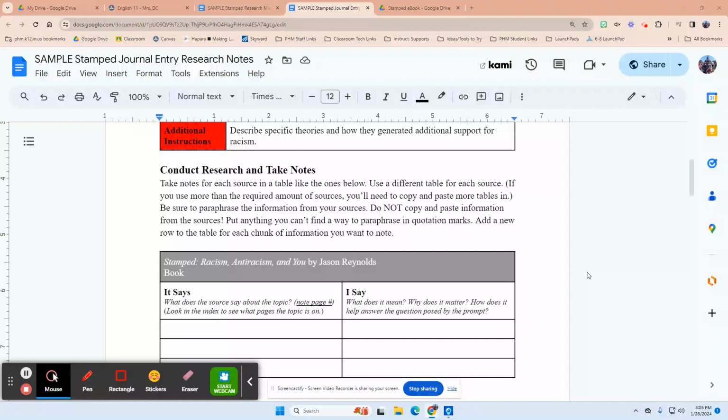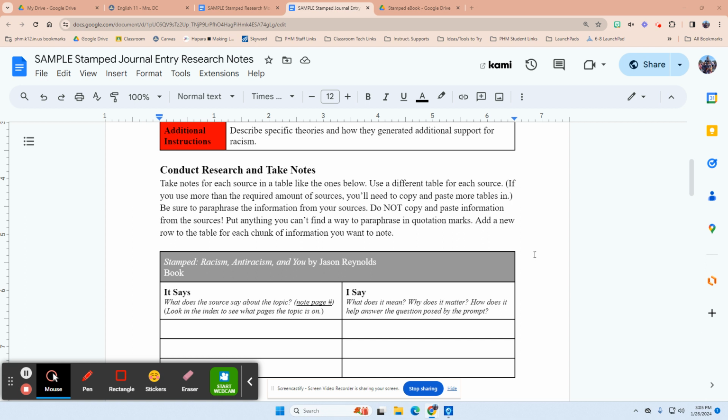Now that you've picked a prompt, you know what you're going to be researching, you can start actually doing the research. And the source that you're required to use in every single entry is the book. And then you have the other two sources that you're picking from the prompt. So, we're going to start with talking about how to take notes on your book.